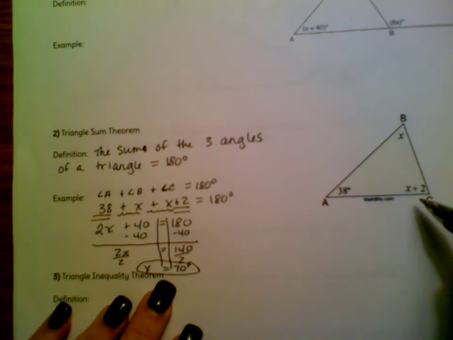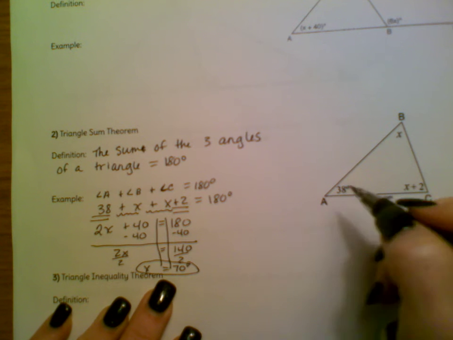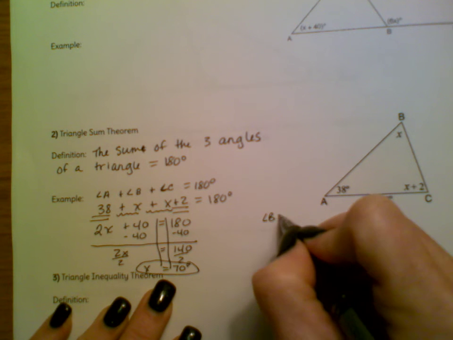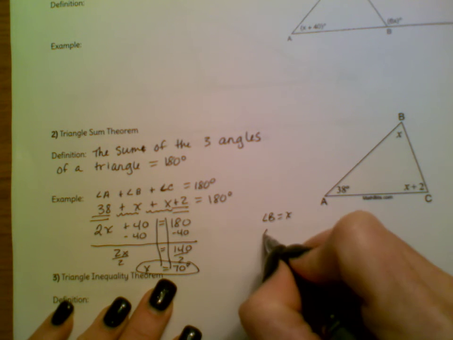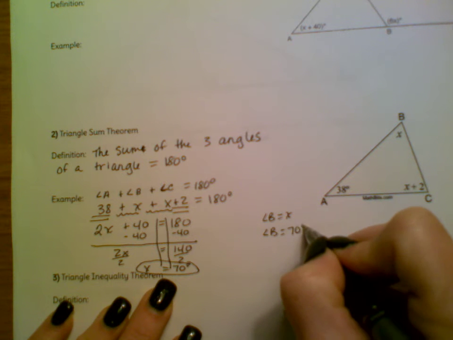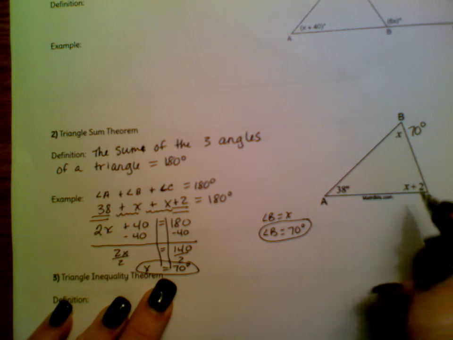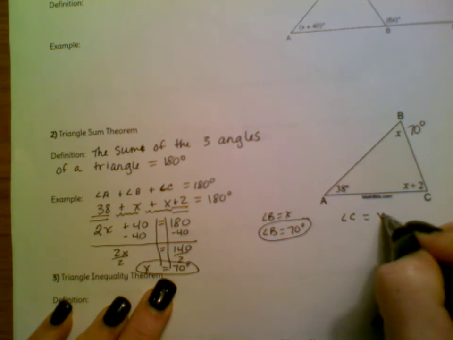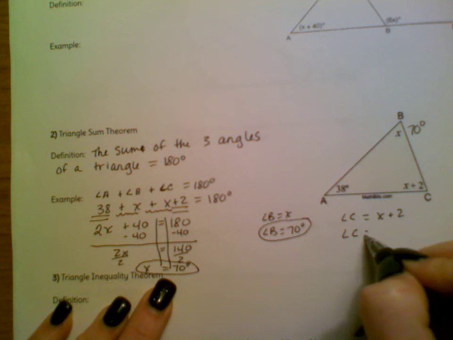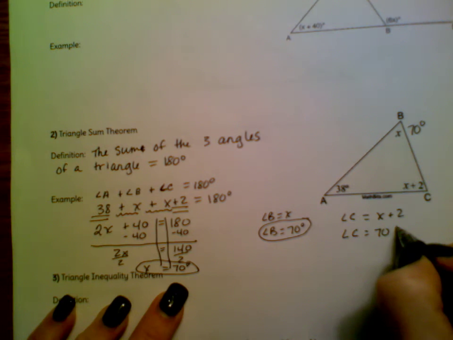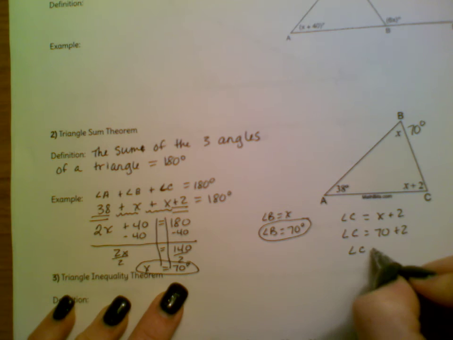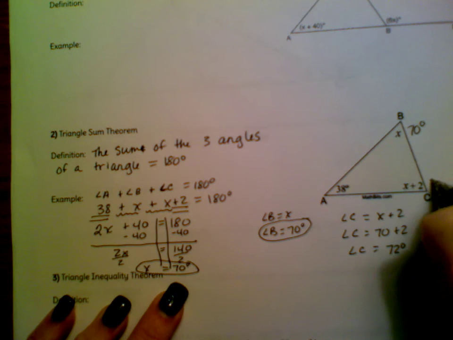If they ask me what each angle is, well then let's figure that out. So angle B, they told me is x. We just said x is 70, so angle B is 70 degrees. Angle C equals x plus 2. So x we said is 70, so 70 plus 2, that means angle C is 72 degrees.